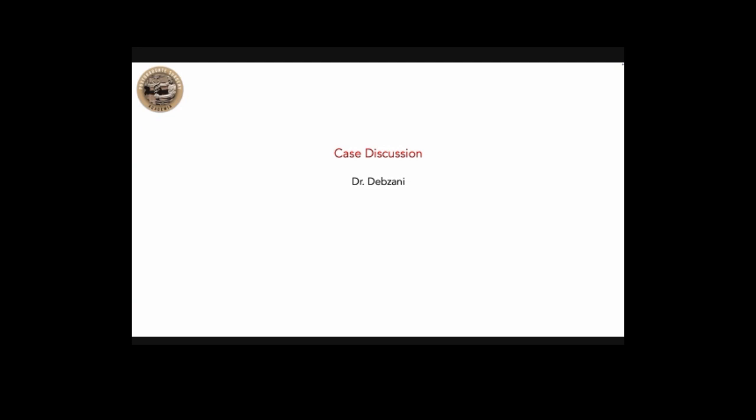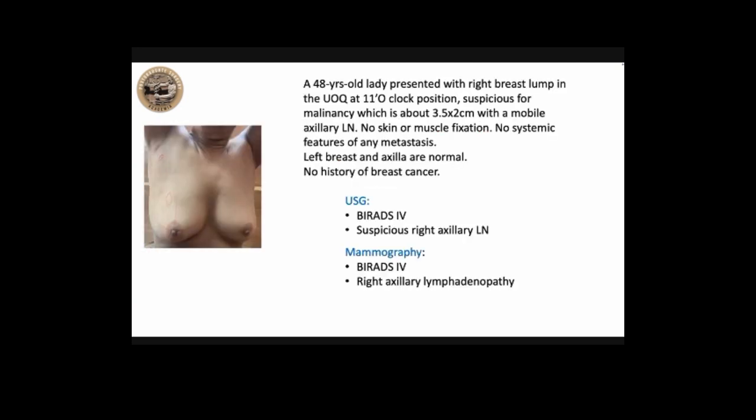This patient is a 48 years old lady presented with a right breast lump in the upper and outer quadrant at 11 o'clock position, suspicious for malignancy, about 3.5 into 2 centimeter, with a mobile axillary lymph node, no skin mass, no systemic feature of metastasis, left breast and axilla normal, no family history of breast cancer. Ultrasonogram BI-RADS 4, mammogram BI-RADS 4.